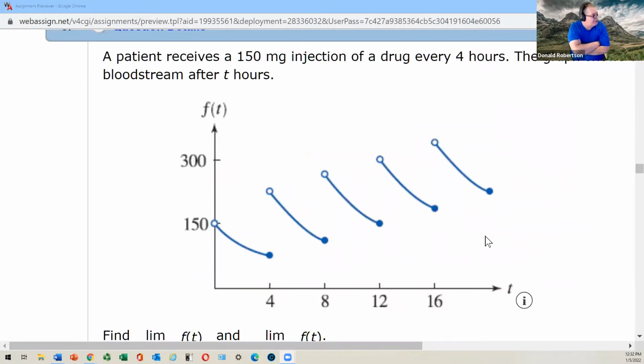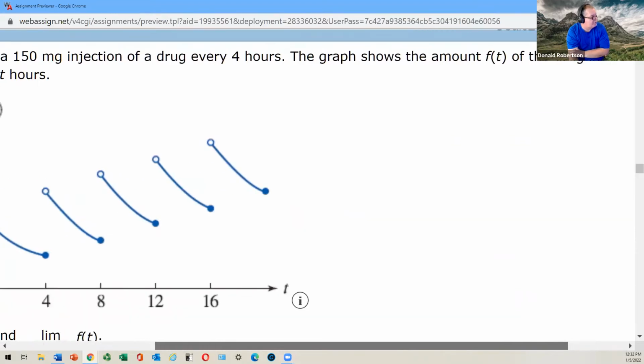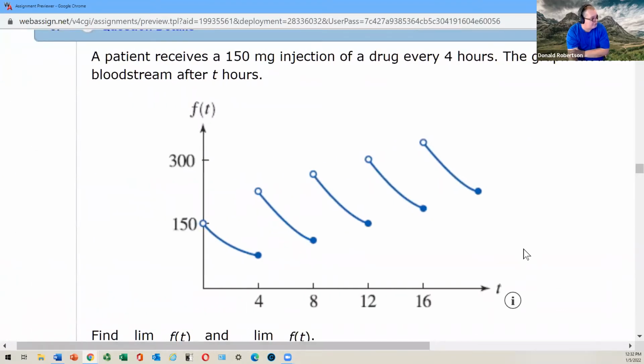Okay. A patient receives a 150 milligram injection of a drug every 4 hours, and the graph of the amount of the drug still in their bloodstream after T hours is given by this. So they get 150, and then after 4 hours your body metabolizes it, uses it, and then you get a booster, and then you use it, and then you get another booster, and so on.